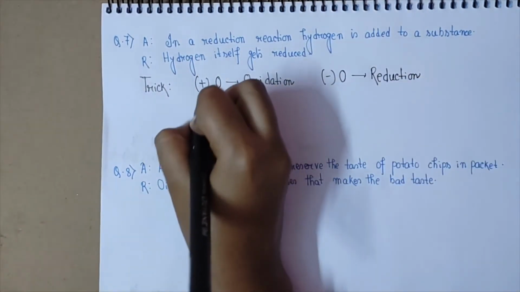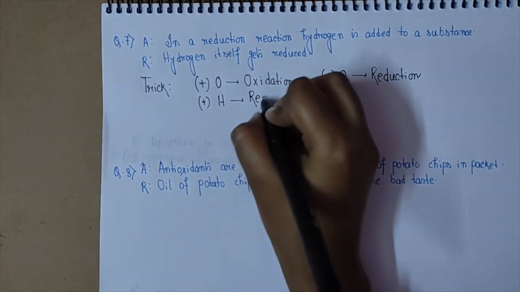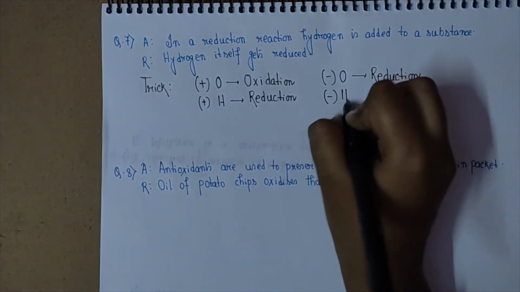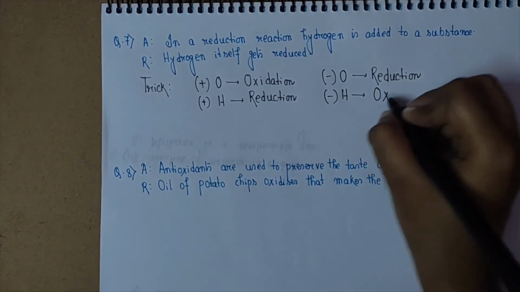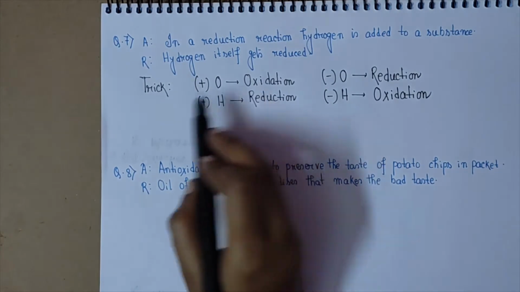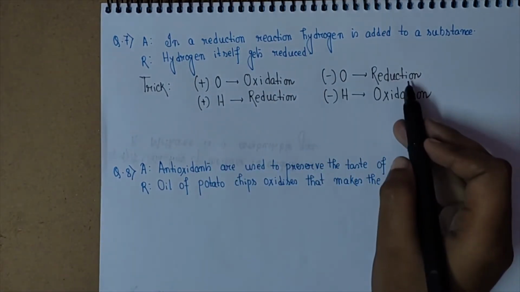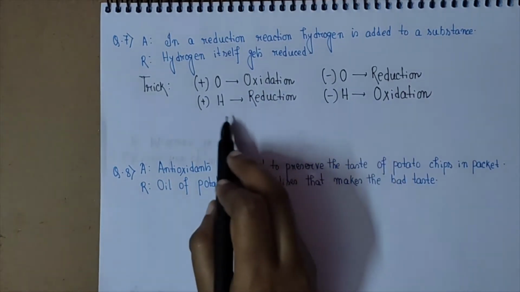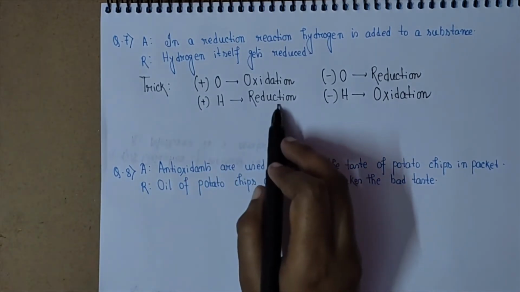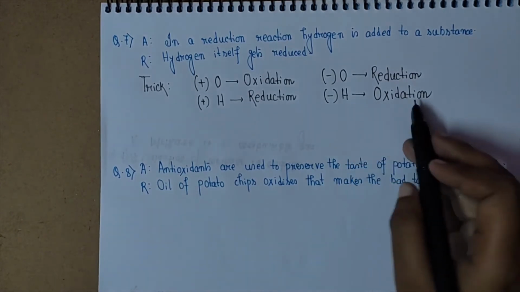In the same way, addition of hydrogen is known as reduction, and the removal of hydrogen is known as oxidation. So addition of oxygen means oxidation and removal of oxygen means reduction. This will be just reversed for hydrogen: if we add hydrogen, it is a reduction process, and if we remove hydrogen, oxidation takes place.